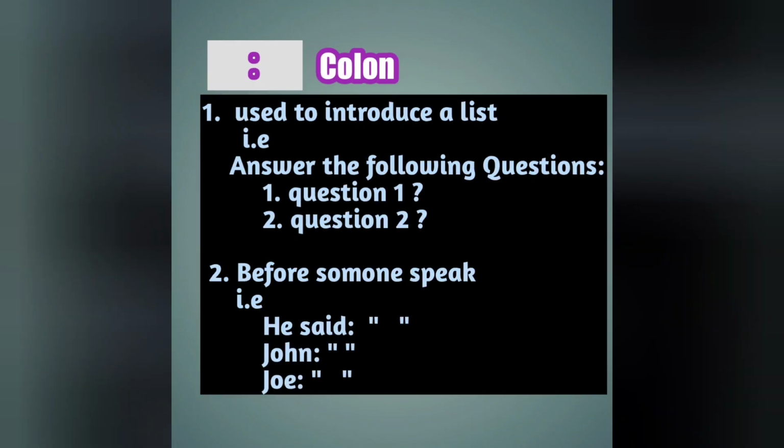Colon is used to indicate a list. Normally in any question paper we can see this type of writing, like: answer the following questions, then colon, then the list of questions like question 1 and question 2. So for listing things we put the category, then a colon. Secondly, it is used before speech, like he said, then colon, then the statements, or John or Joe. For any dialogue delivery or dialogue scripts, we use the colon.